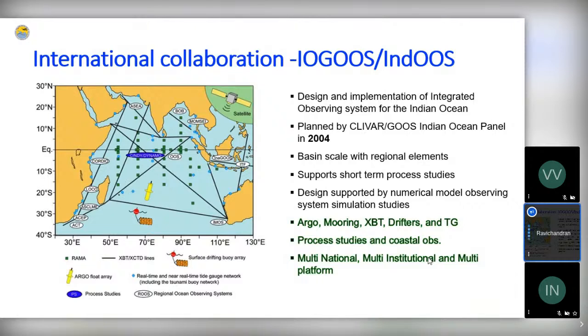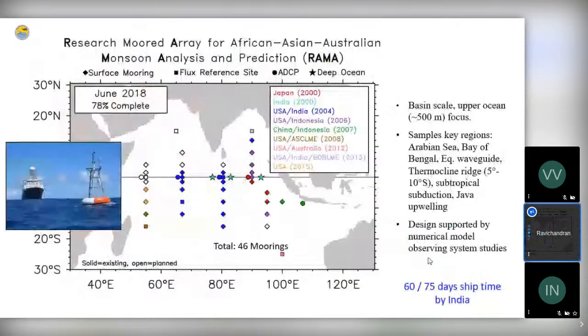One of the important components of INDOOS is the mooring, actually the RAMA mooring. And this RAMA mooring, of course, was initially started by Japan. They started with the Triton mooring in the eastern side of the Indian Ocean. And later on, the US as well as India started building many of the moorings.